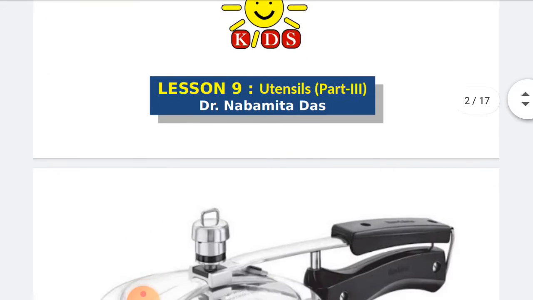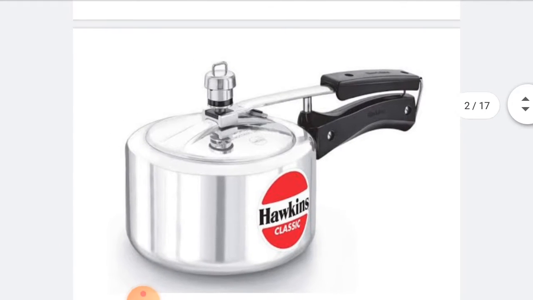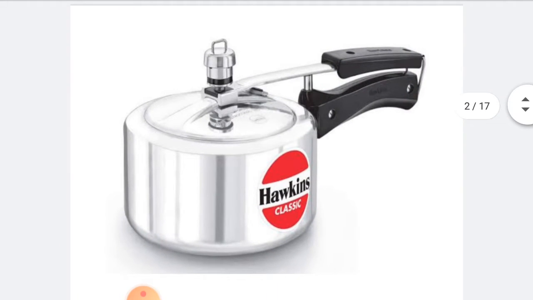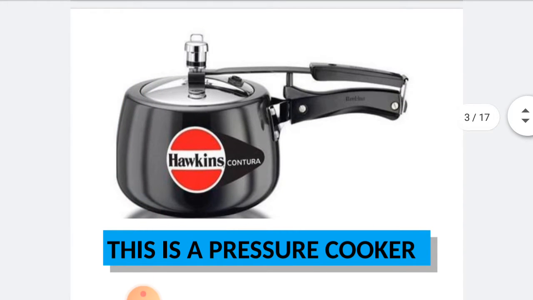Have a look at the first image. Yes, dear children, can you tell me what this is? Yes, this is a very common kitchen utensil. Come on. Repeat after me. This is a pressure cooker. Please say once again. This is a pressure cooker.